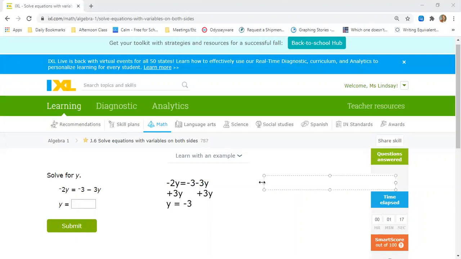And if I would check it, negative 2 times negative 3 should be equal to negative 3 minus 3 times negative 3. And if I look at this, this is 6, and this is negative 3 plus 9, and negative 3 plus 9 is equal to 6. So the two sides are balanced. Notice when you check the equation, you're not looking for both sides to equal negative 3. You're looking for the left and the right side to be equal to the same thing.